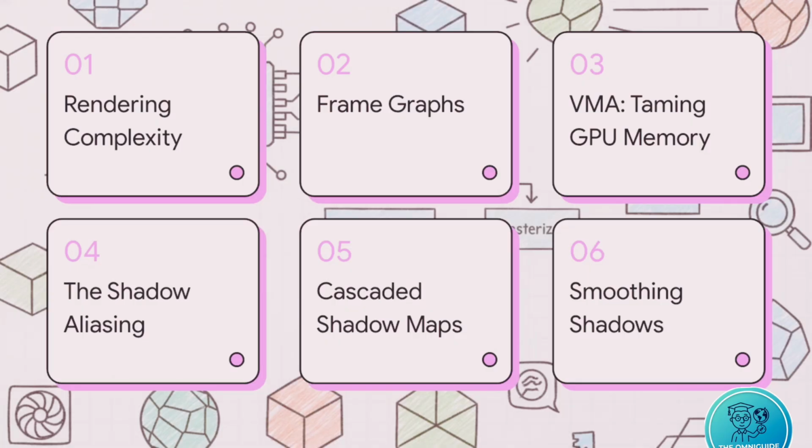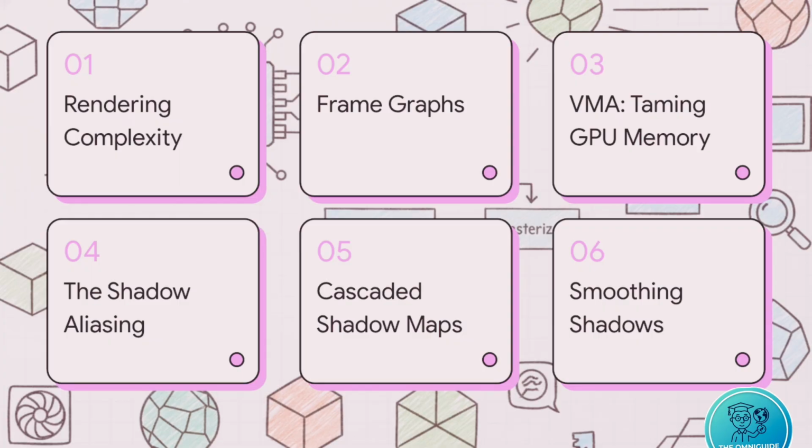So, here's our roadmap for today. First, the rendering complexity problem. 2, frame graphs and declarative rendering. 3, VMA, taming GPU memory. Then we'll pivot a bit to number 4, the shadow aliasing problem. Tackle 5, cascaded shadow maps. And finish the whole shebang with 6, smoothing shadows using PCF and VSMs. Basically, we're transitioning from chaotic macro engine architecture down to the absolute micro details of realistic rendering.